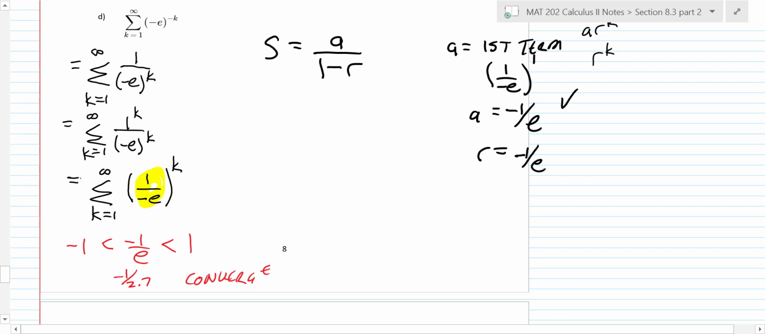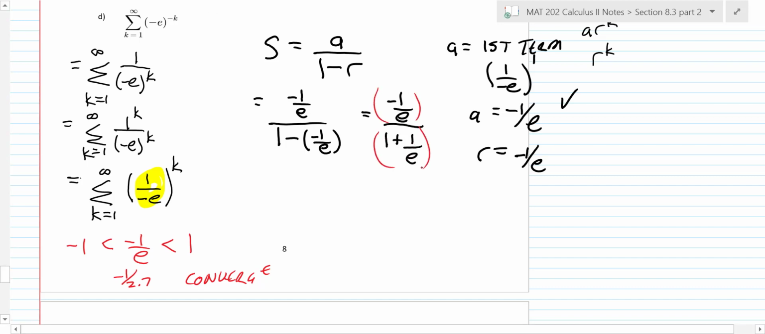All right, everybody good so far? Okay. Let's crunch it out and see what we get. So a is negative 1 over e. Then we have 1 minus negative 1 over e. So you want to be kind of careful about how you handle that. So then that would be negative 1 over e, and then this would be 1 plus 1 over e like that. Okay, now what you want to do is you have a complex fraction. What would you want to multiply by so that it's not complex anymore? By e. Okay, get rid of the e, make it go away. So multiply the top by e, and then multiply the bottom by e like that.